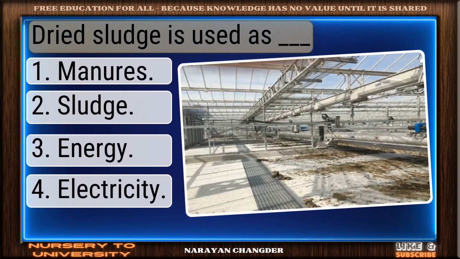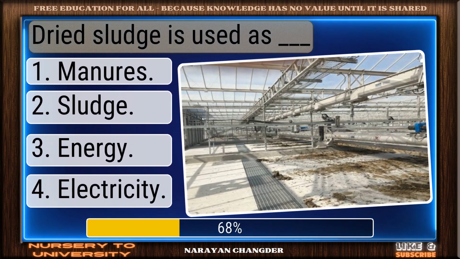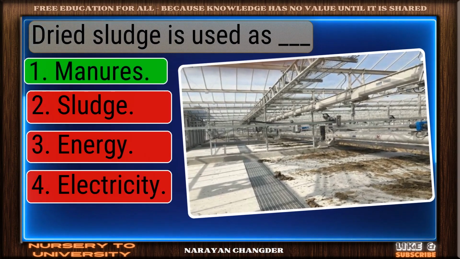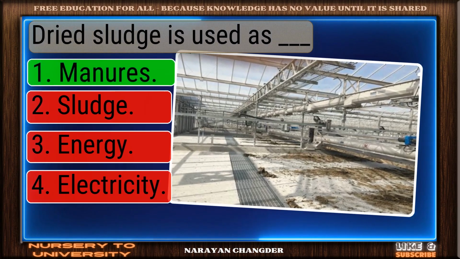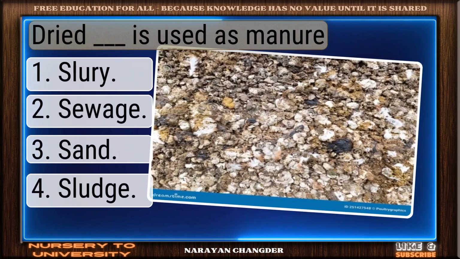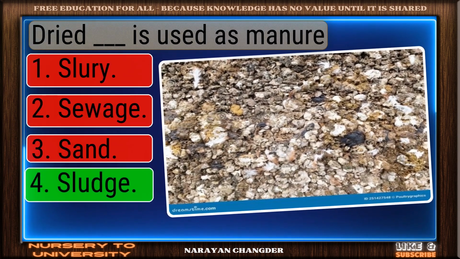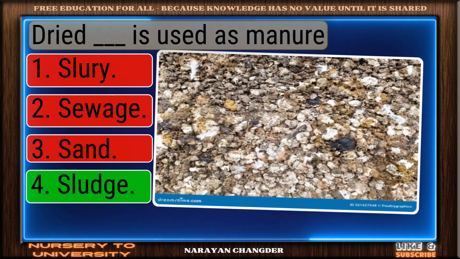Question number 104. Dried sludge is used as dash. Excellent. Manures is a brilliant choice. Question number 105. Dried dash is used as manure. Well reasoned. Sludge is the correct choice.